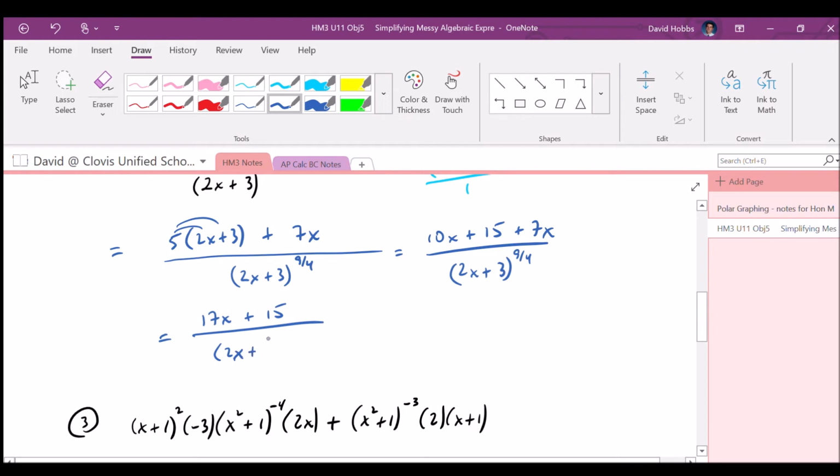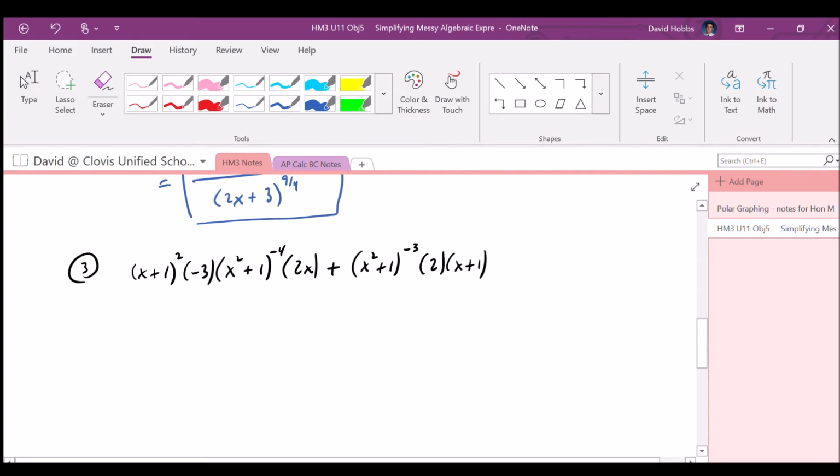And so since there are no common terms, since the numerator has to be thought of as a quantity, really, that's the final answer right there: (17x plus 15) all over (2x plus 3) quantity to the 9/4. Okay, moving on, number 3.